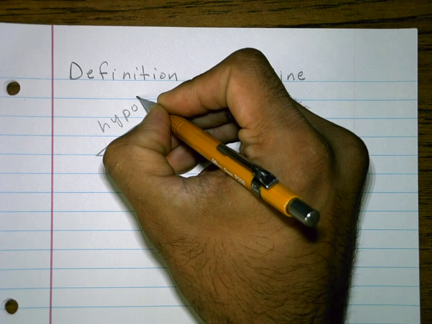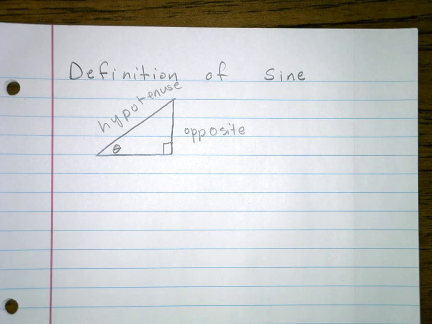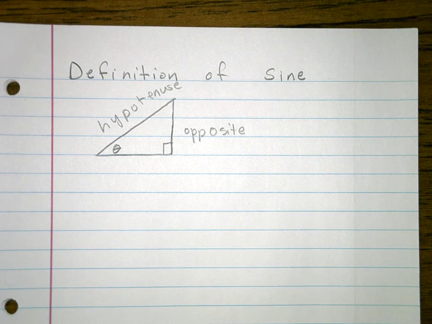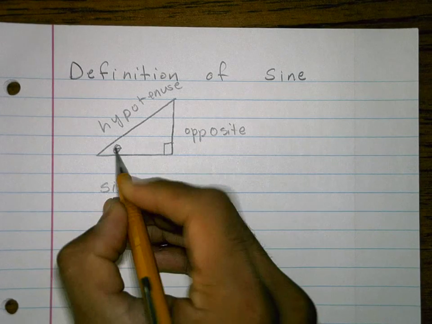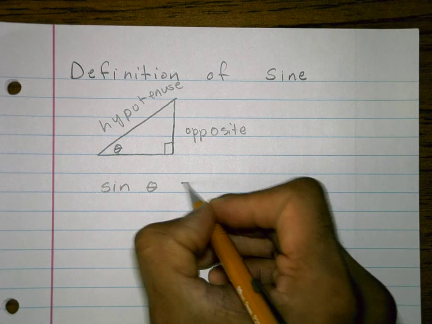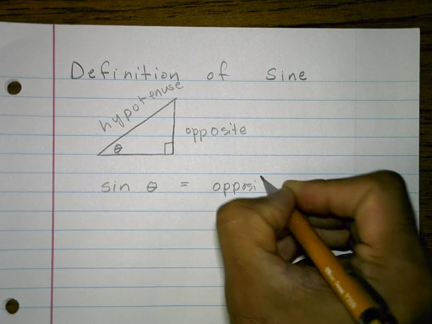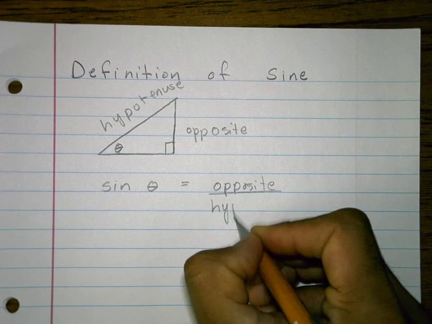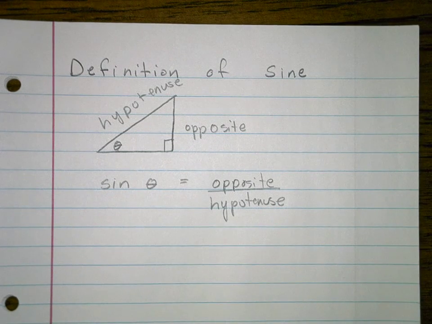If we remember, in a right triangle, the longest side is the hypotenuse. That's the one opposite the 90 degrees. So I define the sine of theta, which is saying the sine of this angle, is equal to the opposite side over the hypotenuse. And what's interesting about it, it's a ratio.